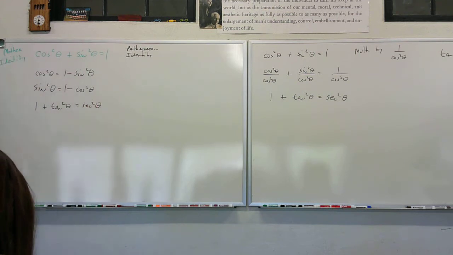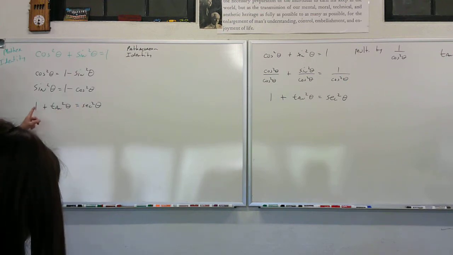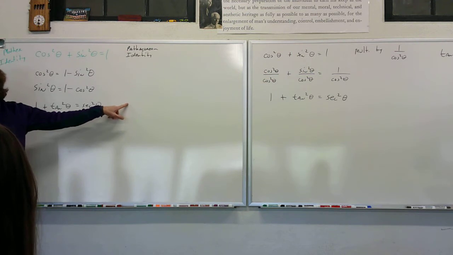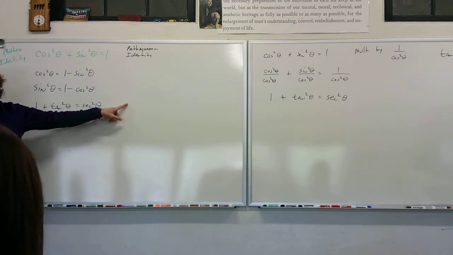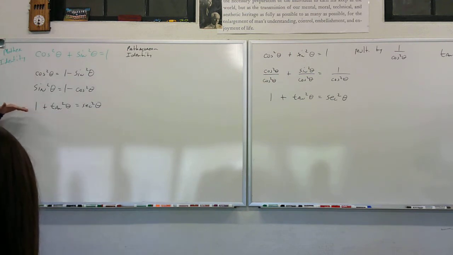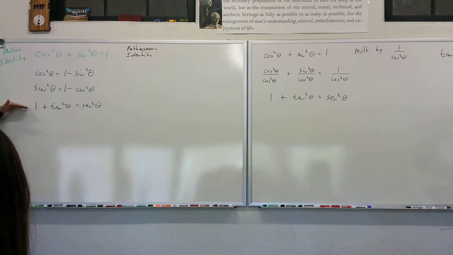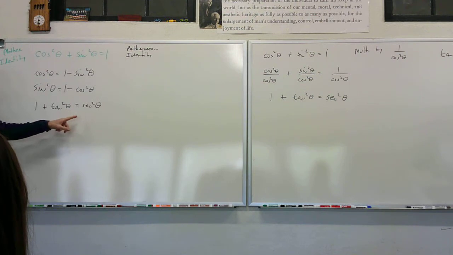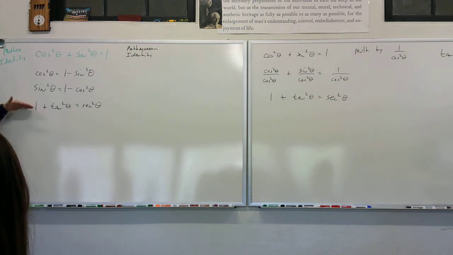And somebody says, Mr. Evans, that's not what's in the book. In the book it says tangent squared theta equals secant squared theta minus 1. See how you could rewrite that if you wanted to? Or you could say secant squared theta minus tangent squared theta would equal what? 1. You could rewrite this a lot of different ways, but you know you can do that algebraically. That's what we got to have.